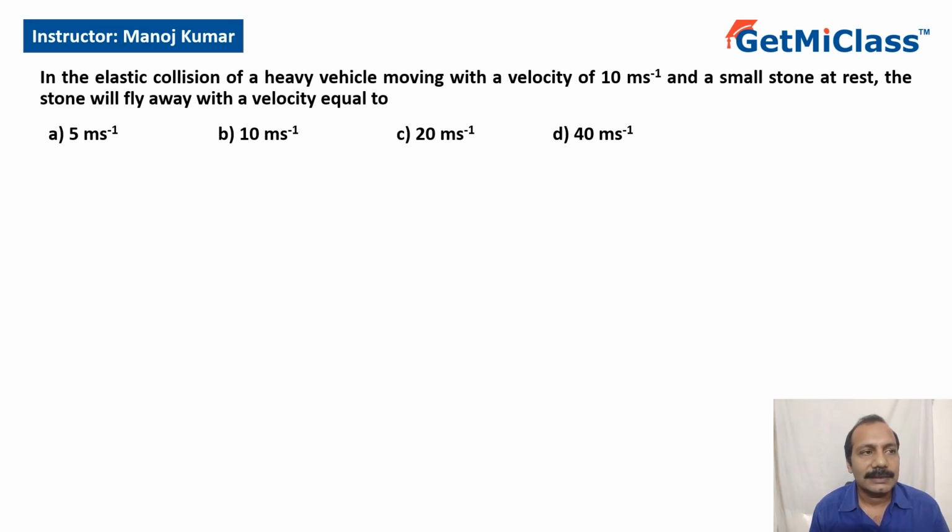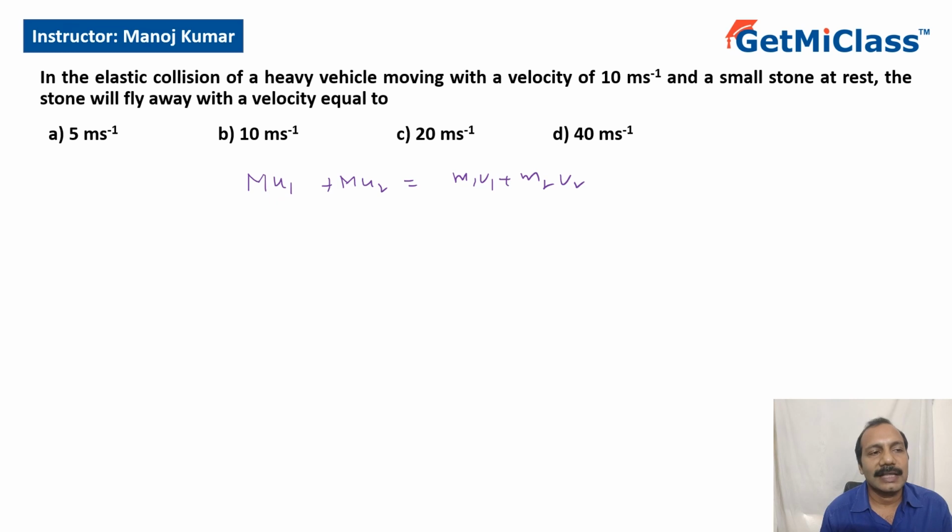This question says, in the elastic collision of a heavy vehicle moving with a velocity of 10 meters per second and a small stone at rest, the stone will fly away with a velocity equal to. So we have a heavy vehicle moving, right? I have mass m1 moving with velocity u1, and mass m2 moving with, well, it's at rest, right? Momentum equal to, we know, m1 v1 plus m2 v2.